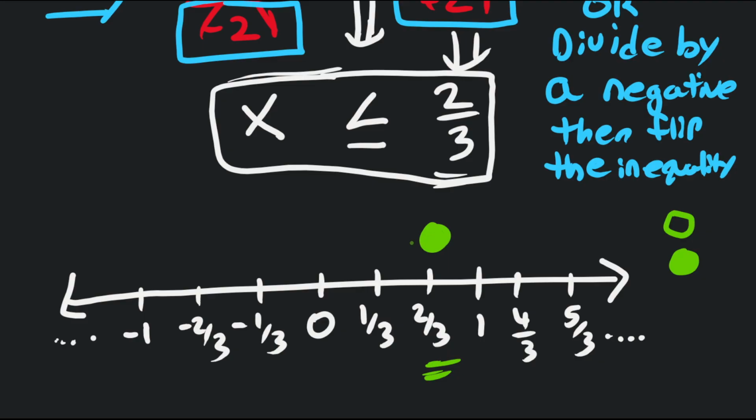Okay, now I drew a circle. What else do I do? So x is less than or equal to 2/3. So what does that mean? Which direction do I point an arrow at?